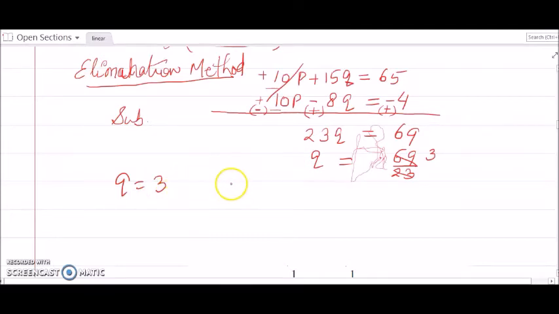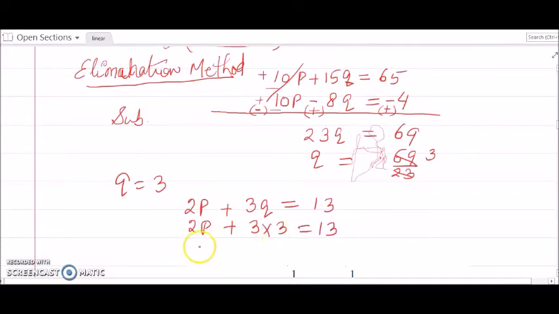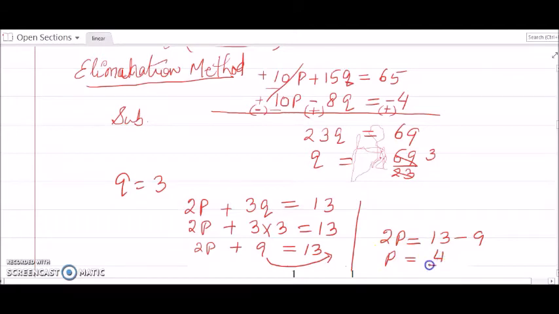Now put your value q is equal to 3 in any of the equations. For example, we put it in the first equation. This was 2p plus 3q is equal to 13. If you put 2p plus 3 into 3 is equal to 13, you will get 2p plus 9 is equal to 13. Take 9 to the right hand side, you will get 2p is equal to 13 minus 9. p is equal to 4 by 2.